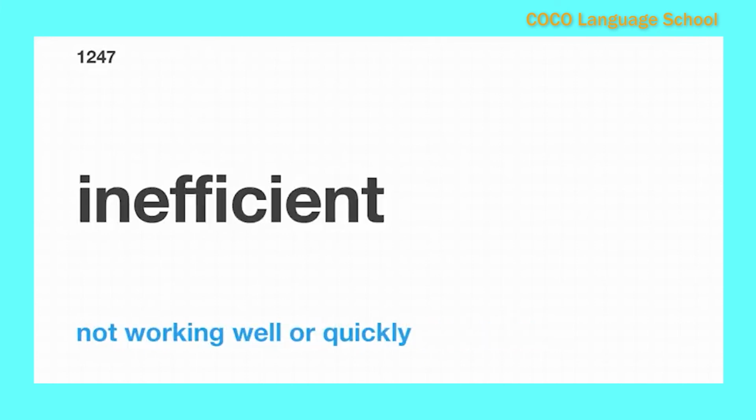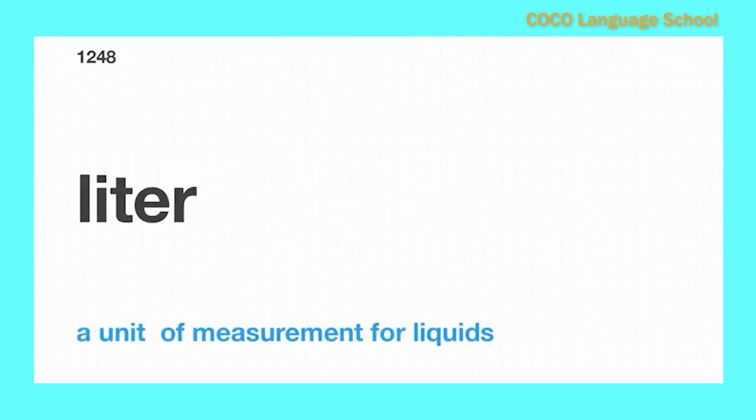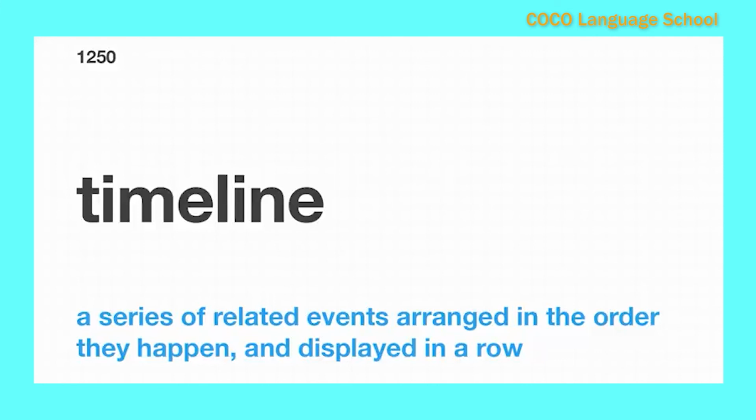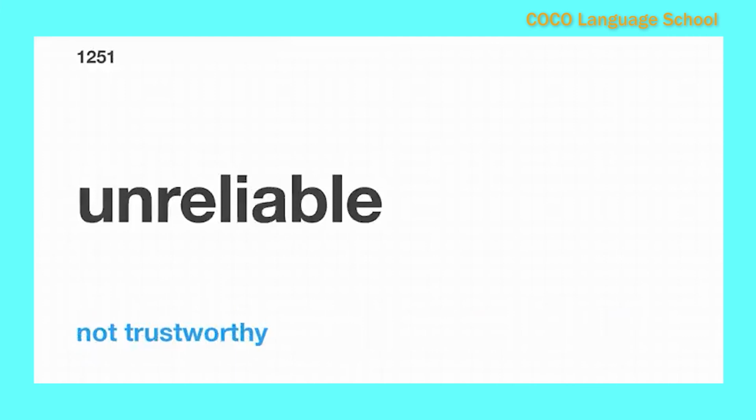Not working well or quickly. Inefficient. A unit of measurement for liquids. Liter. A less successful time in the economy. Recession. A series of related events arranged in the order they happen, and displayed in a row. Timeline. Not trustworthy. Unreliable.